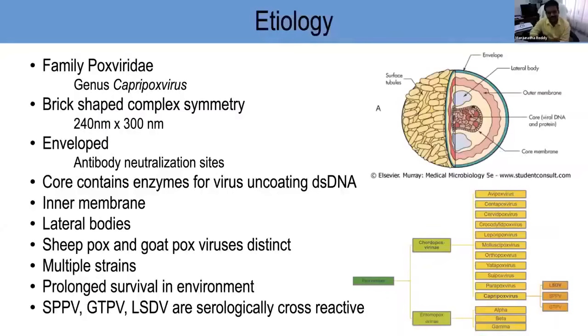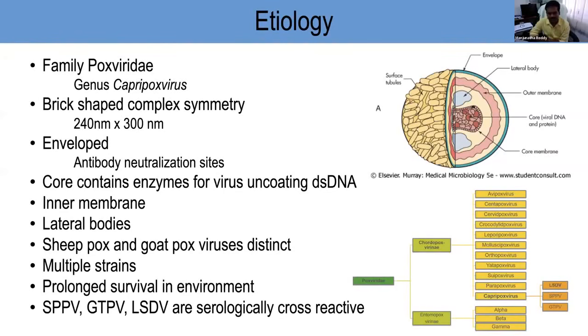It is a Capripox virus, the genus name, and Poxviridae is the family. This genus has three viruses. One is sheep pox, the other is goat pox, and the lumpy skin disease virus. The first two, that is sheep pox and goat pox, do some cross-species infections. However, lumpy skin disease virus is very host-specific when compared to sheep and goat pox.